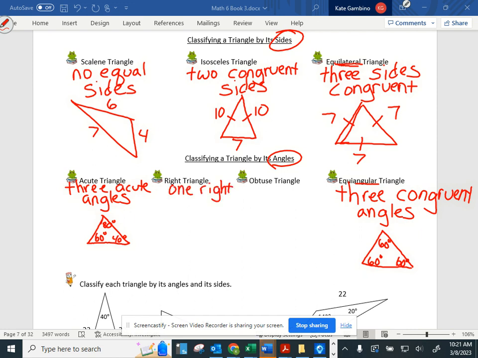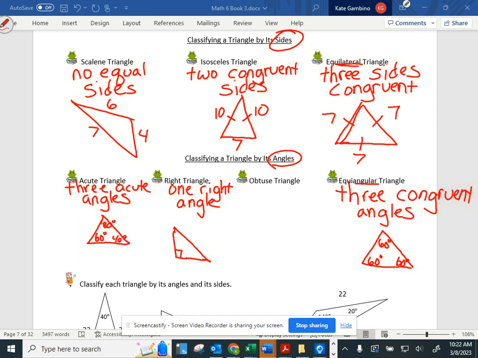Why could we not have two right angles in a triangle? Because that would be a square. Yeah, because I can't have two right angles and only three lines. It wouldn't be a triangle. So it has to have just one right angle. Remember, those right angles equal 90 degrees. And you can see that right angle because there's that little box in it. So a right triangle has one right angle.